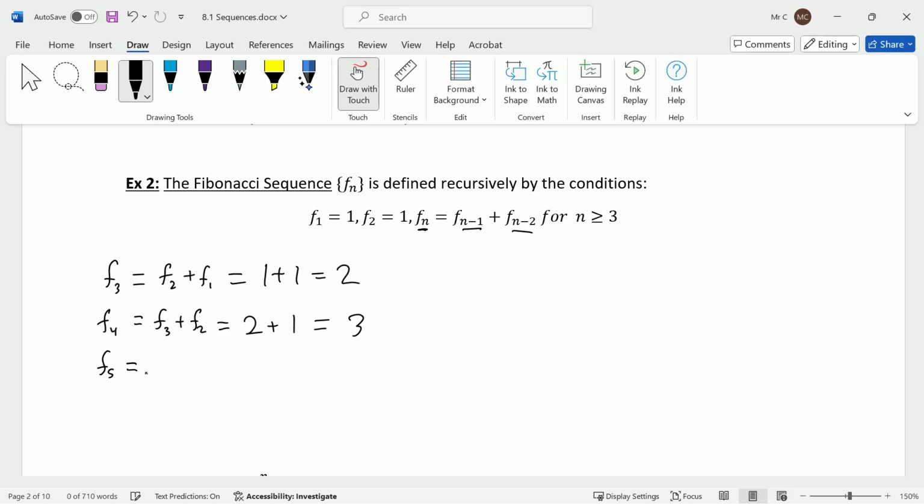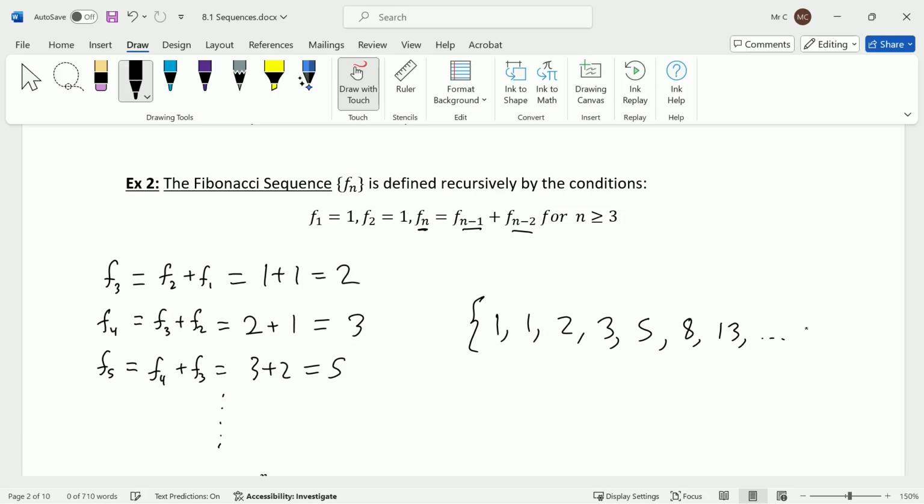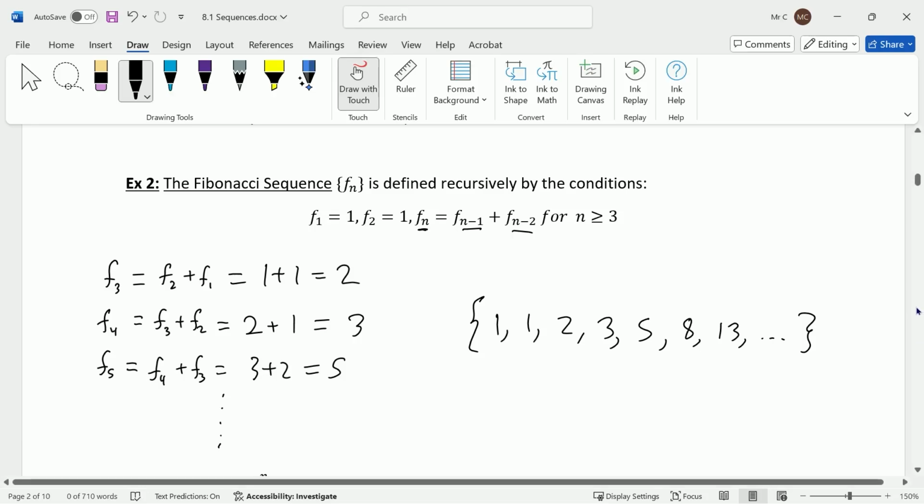And the fifth term will be the fourth term plus the third term. So that's 3 plus 2, which is 5, and so forth and so on. So if I try to list these terms out, I get 1, 1, 2, 3, 5. And I know each term is just adding the previous two terms together. So 5 and 3 is 8, and 8 and 5 is 13, and so forth and so on. All right, that's it for example 2. So let's move on.